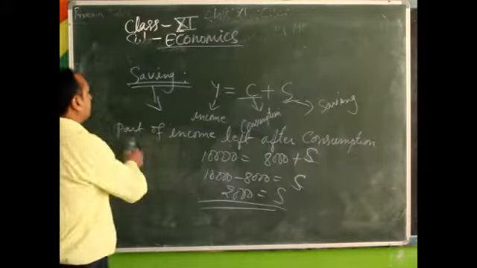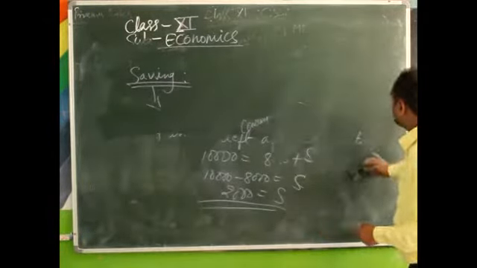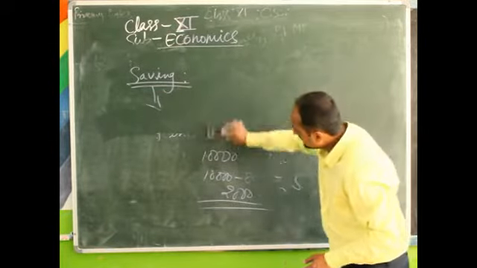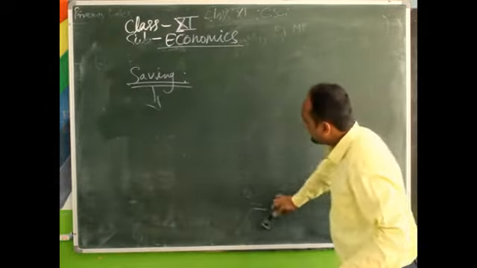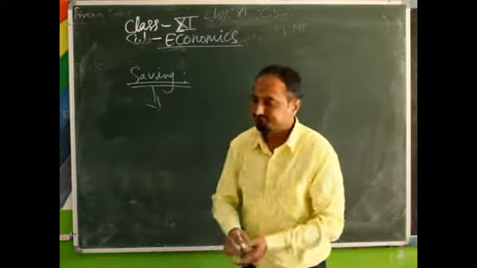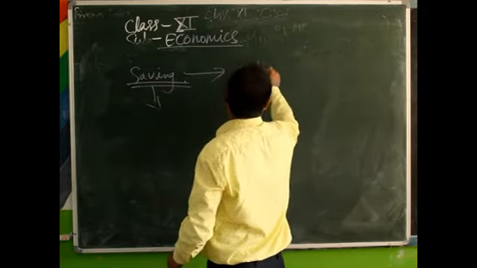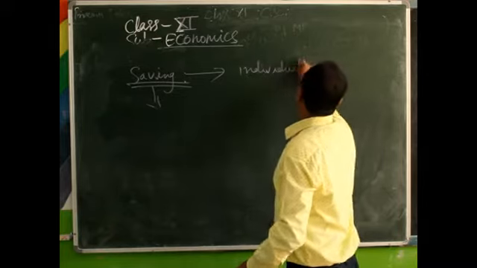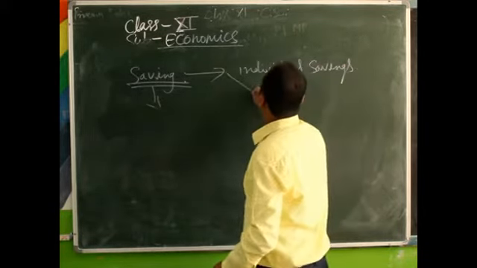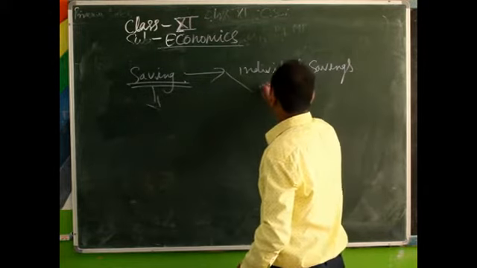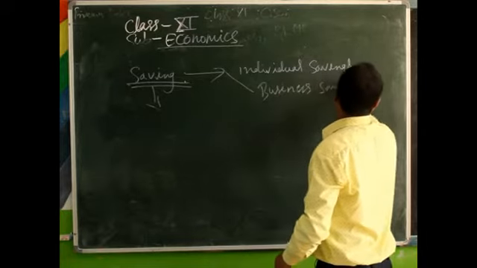Now savings are of different types. One is personal savings or individual savings. The next one is business savings. Then we have aggregate savings. Savings are of various types: individual savings, and next we have business savings.